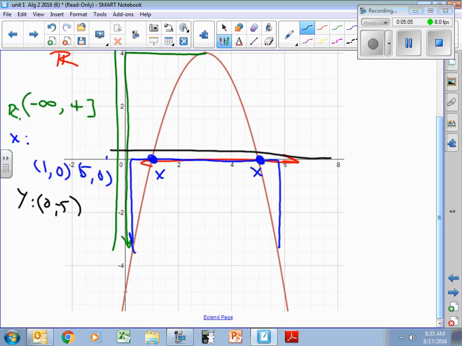0, -5, y-intercept. And then finally, what's the shape? The parabola. Yeah, parabola. Even though it's going down, there's still a parabola.